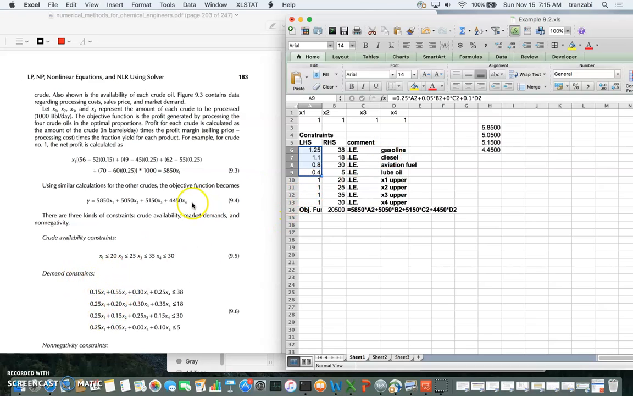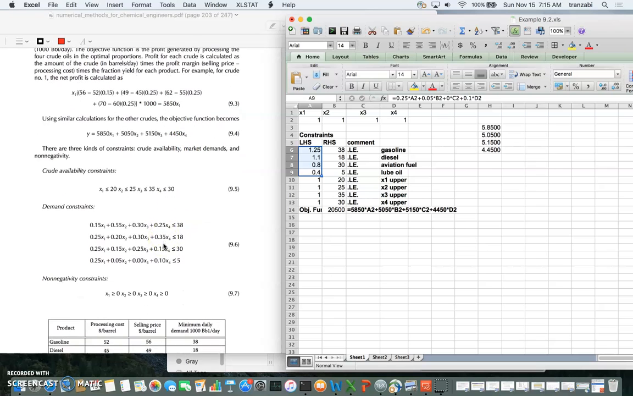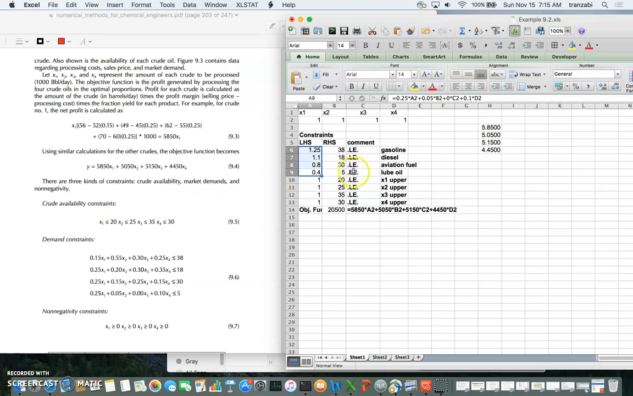Then we have the availability constraints, which means x1 less than 20 and so forth. So then I write the right-hand side, the left-hand side. The left-hand side is x1, which means just cell A2. The second constraint is x2 less than 25. x2, the left-hand side, is going to be just B2 and so forth. And the last one is going to be D2, right? So that's x4 less than 30. So D2 less than 30.